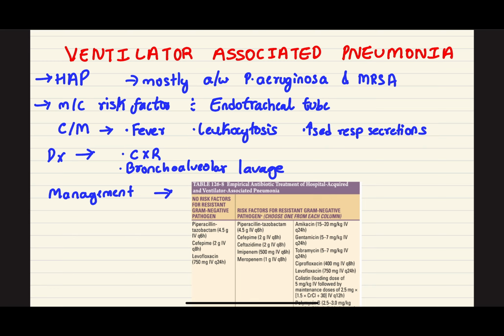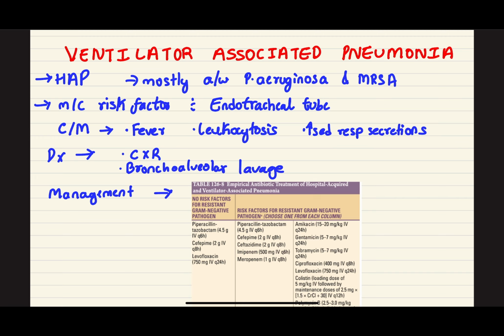What are the clinical manifestations? The systemic signs are new or worsening fever, leukocytosis or leukopenia, and there will be increased respiratory secretions. Other clinical manifestations are worsening oxygenation, and there will be new infiltrates on chest X-ray.